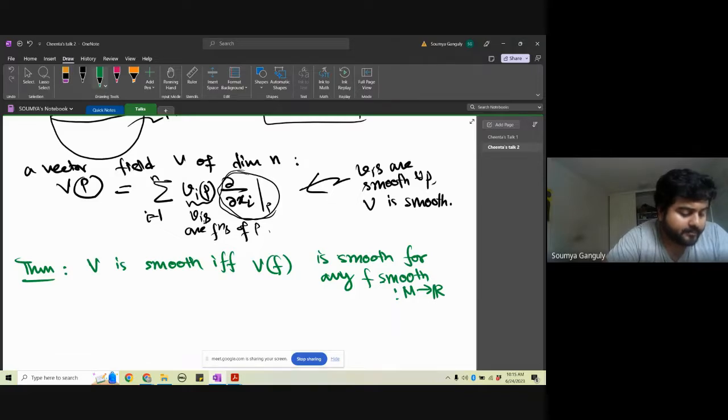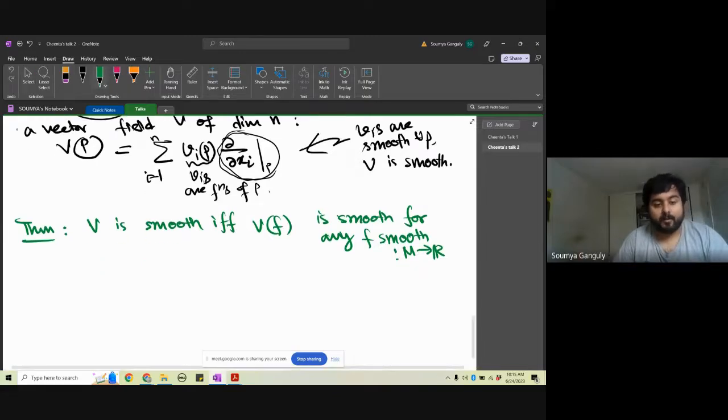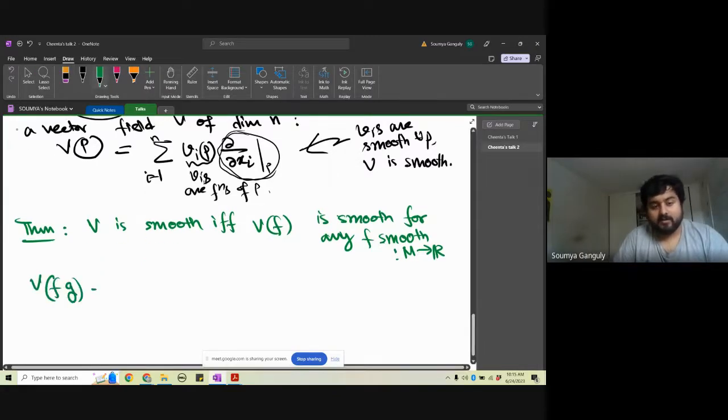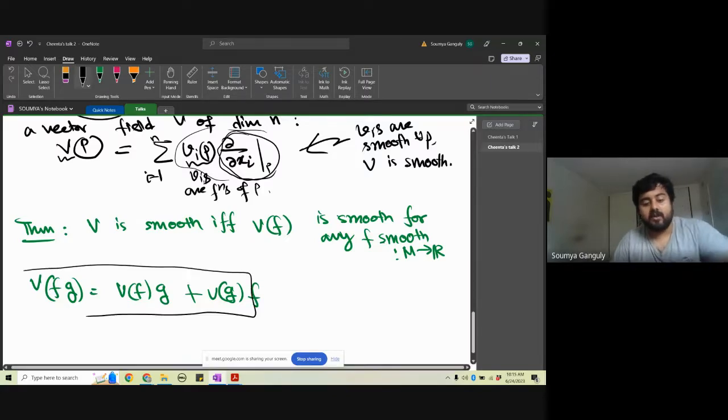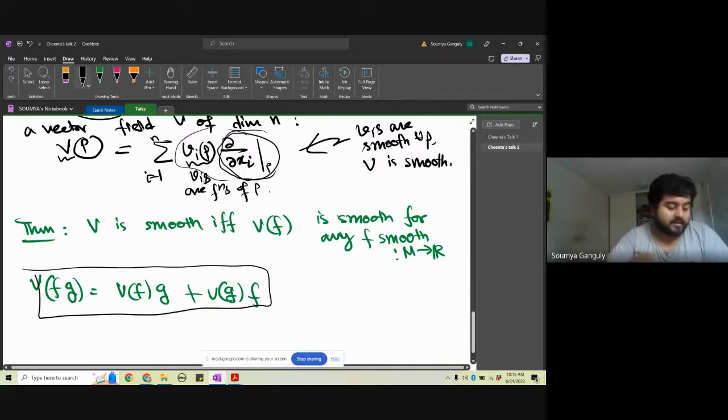Also, for a vector field, we need the property V(fg) = fV(g) + gV(f). This is not something new, because this is really the product rule of differentiation. We know that locally a vector field just looks like derivatives, so this is just the product rule of derivatives. This is called the Leibniz rule, which is needed for vector fields. In fact, vector fields can be defined using this Leibniz rule.